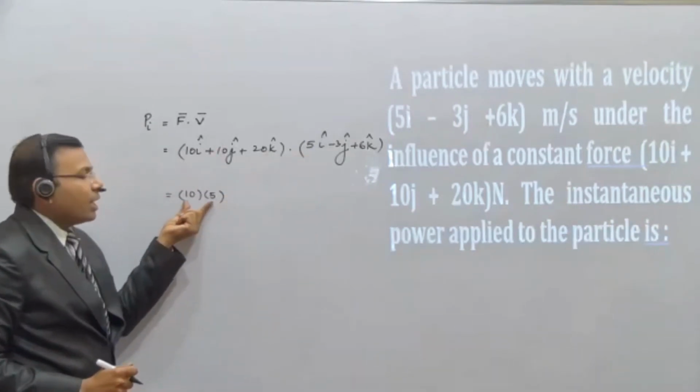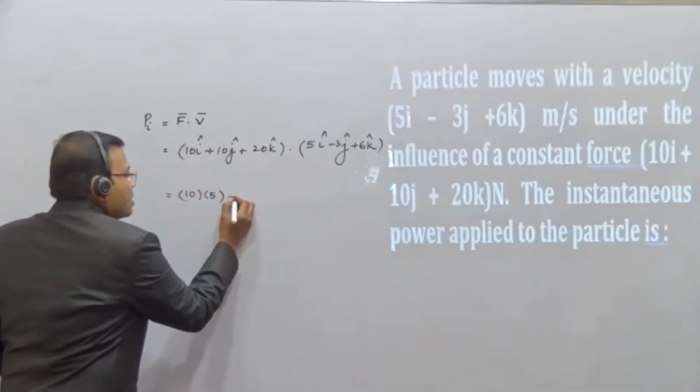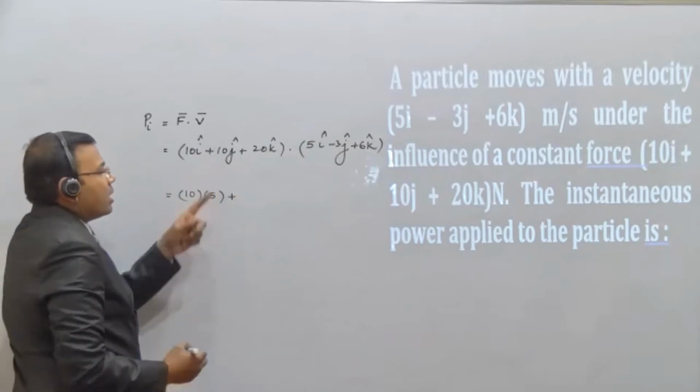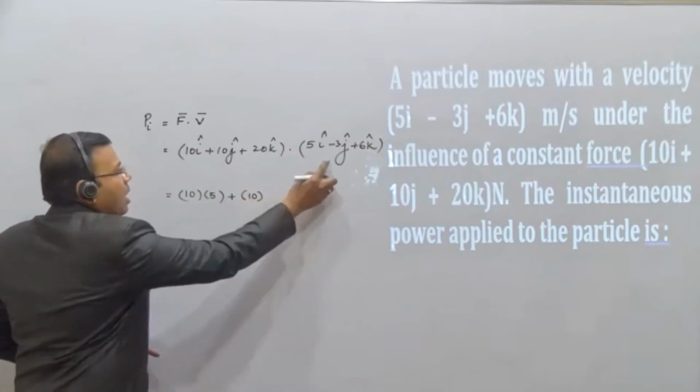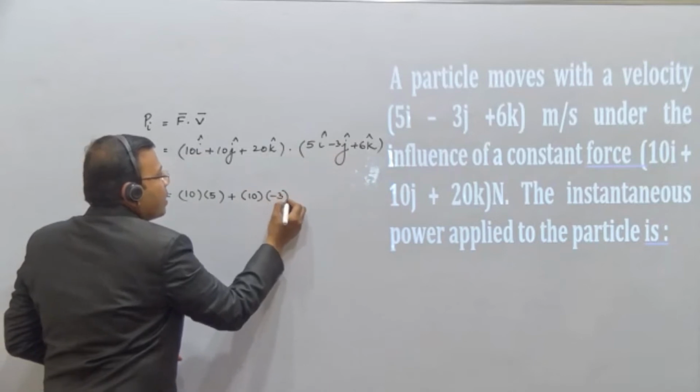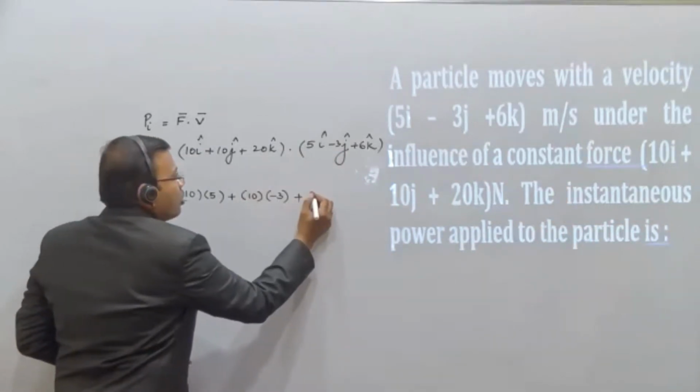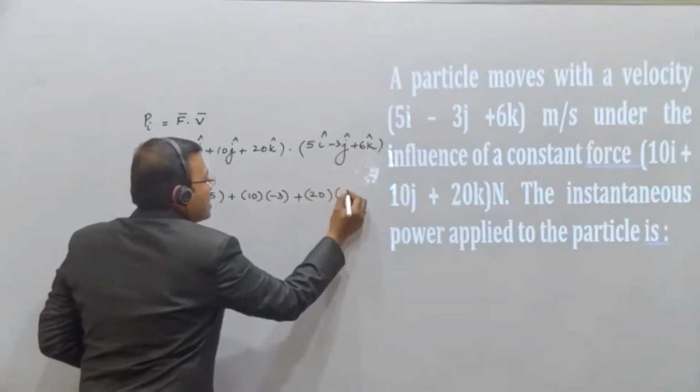So I have written 10 into 5. Then plus, always try to write plus. Then here for j, it is 10. And here j is how much, beta? Minus 3. Then again plus. This is how much? 20. And here we have 6.